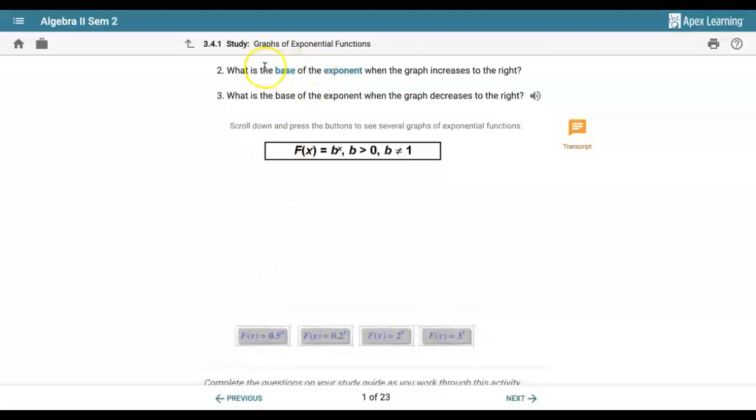But then question 2 is saying, what is the base of the exponent when the graph increases to the right or when it decreases to the right? That's what we're looking for here. So if I look at my 2 values less than 1, I've got my 0.5 and my 0.2. Obviously those are decreasing as we go to the right. And if I have values greater than 1, 2 and 3, you're going to notice that those are increasing.